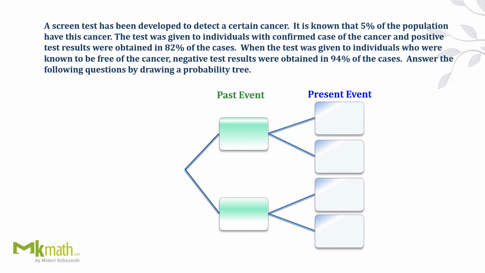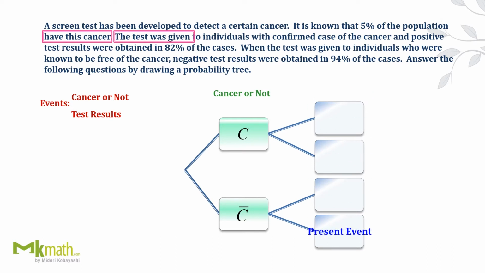There are two different events in this question. One is whether an individual has cancer or not, and the other is the test result. Since the first level is the past event, it should be cancer or not. The second level is therefore the test result, which is either positive or negative for each cancer case or not.